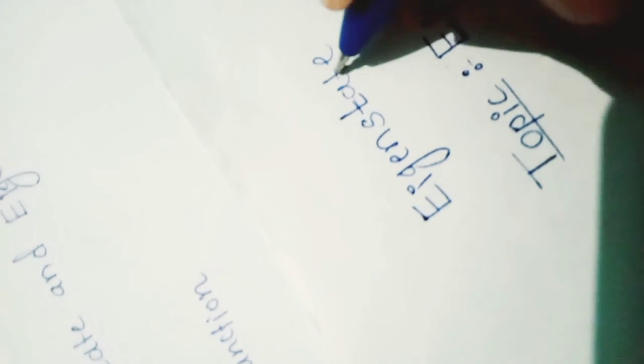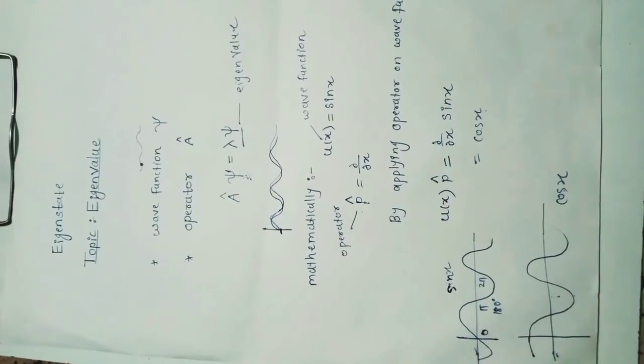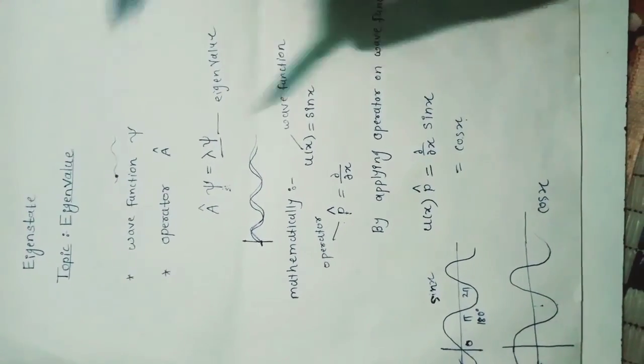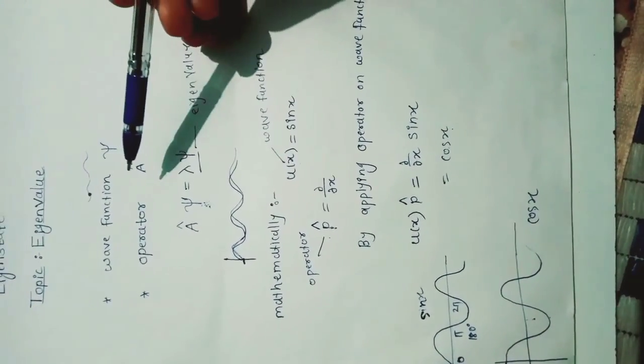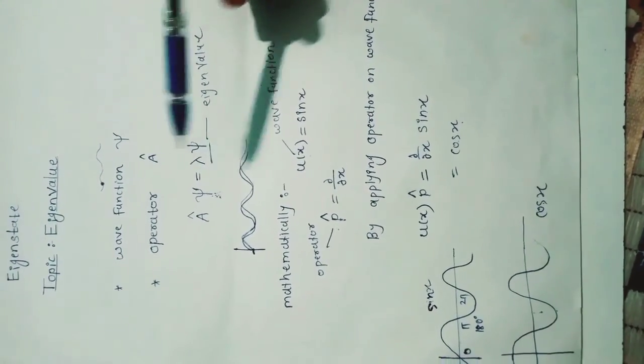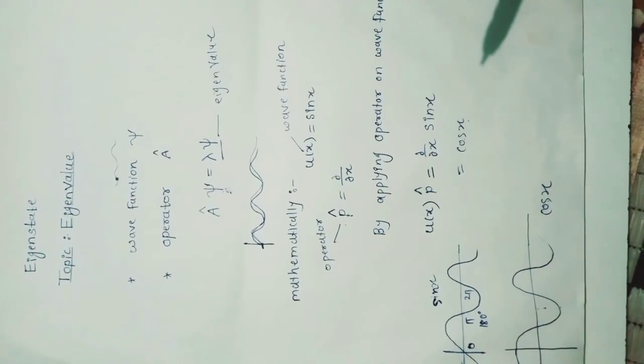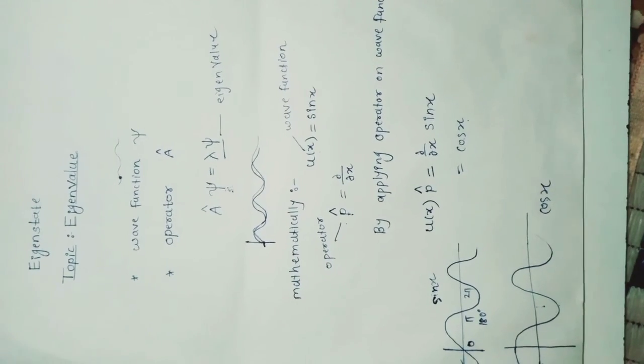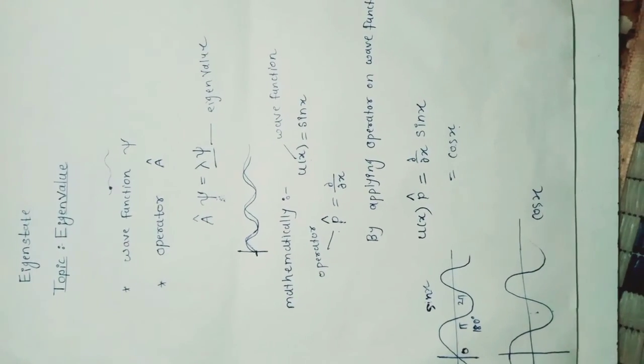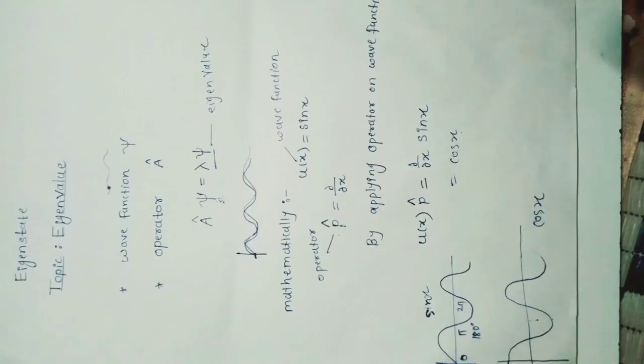And next, eigenstate. So eigenstate is the measured state of an object possessing quantifiable characteristics such as position, momentum, etc. So up to here we discussed eigenvalue, wave function, operator, eigenfunction, mathematical expression, and hope you got it.